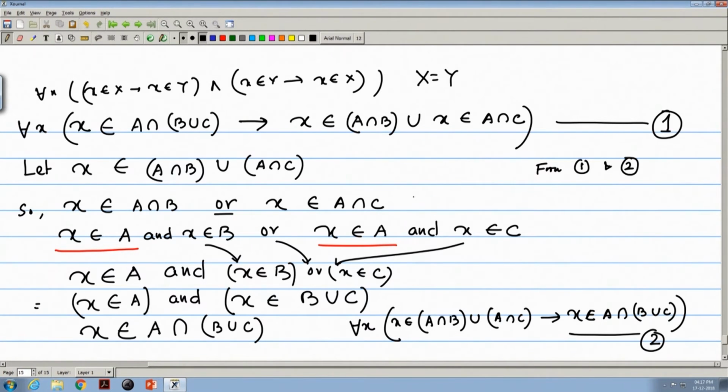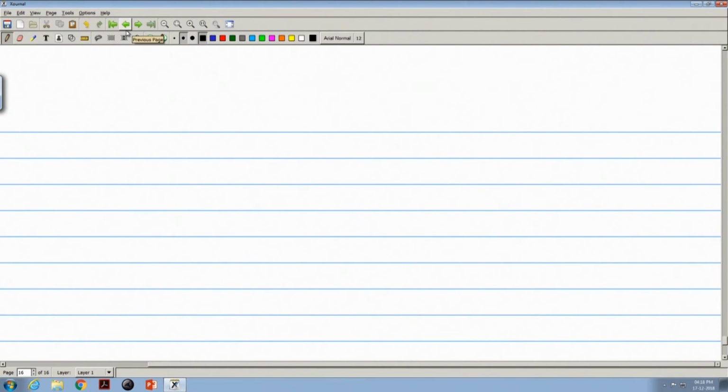we can infer that my capital X is A intersection B union C, and capital Y is A intersection B union A intersection C. So, it is proved. So, part 1 of my distributive laws of set is proved, and similarly we can prove part 2 also. So, in this way any one of the 11 laws that we have enlisted, we can prove.